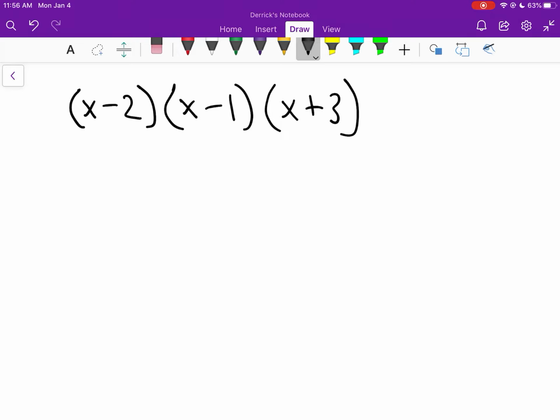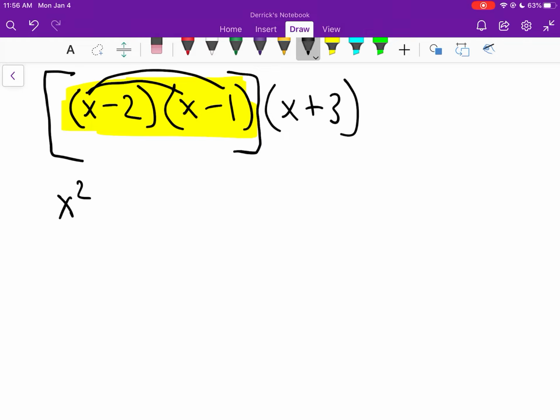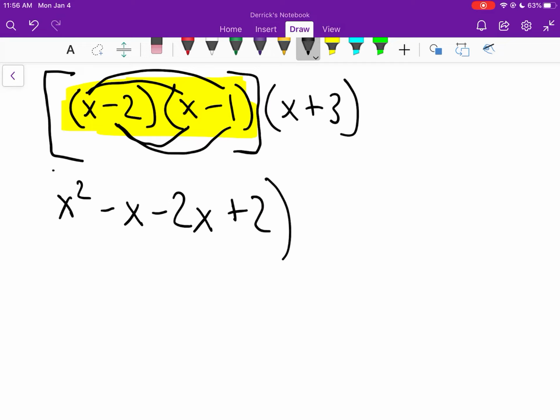For example, let's say we decide to work from left to right, because that would make sense. So we're going to look at just these first two polynomials, just x minus 2 and x minus 1. Let's multiply those two together. So whether you do this as foiling or double distributive property, we'd take x times x to give us x squared, x times negative 1 to give us negative x, negative 2 times x to give us negative 2x, and negative 2 times negative 1 to give us a positive 2.